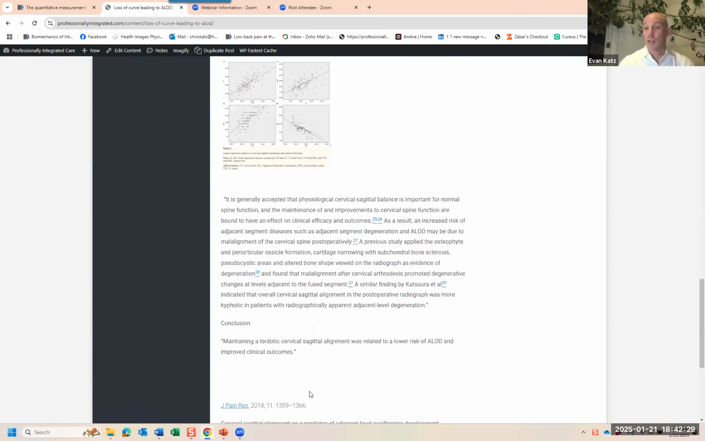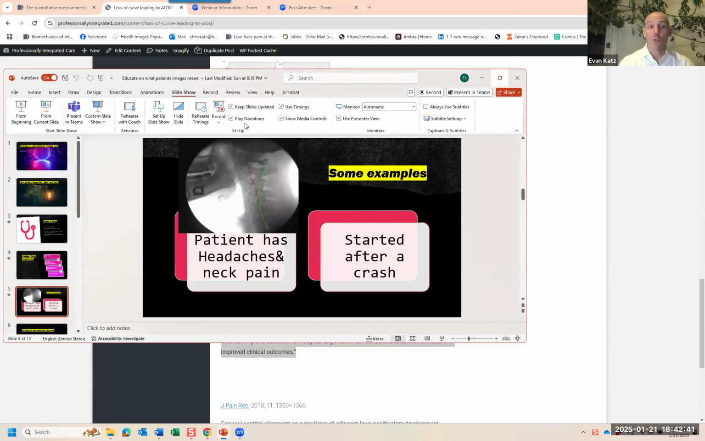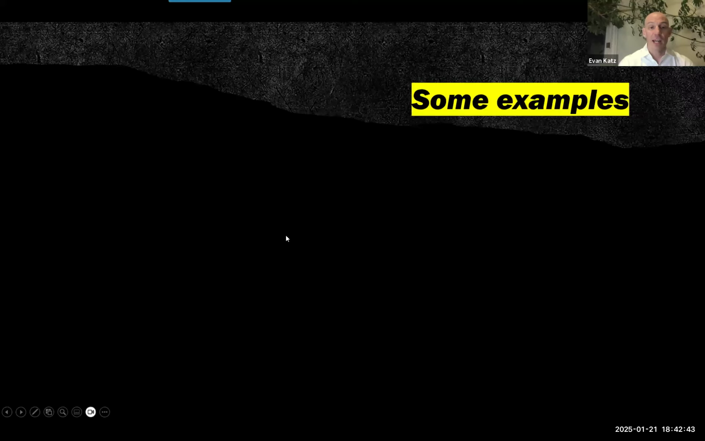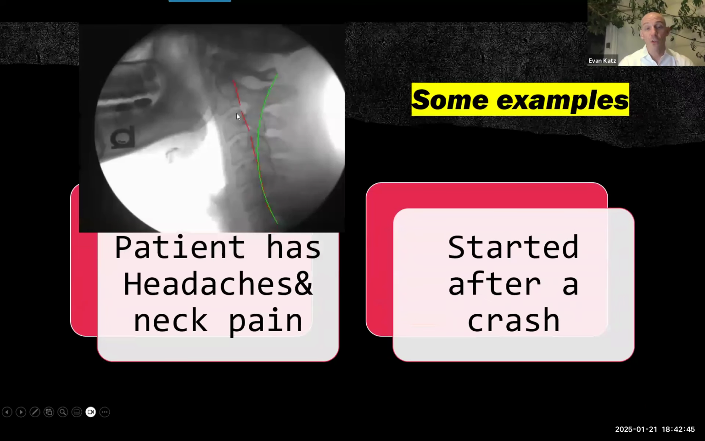And this was published in the Journal of Pain Research. And they found that maintaining a lordotic alignment is related to a lower adjacent level ossification disease, meaning when we start to work on your neck and we start to improve the shape of your neck curve, not only can we minimize pain because the pain is coming from this abnormal curvature, we also know that it can increase the likelihood of those discs getting and staying hydrated to minimize your arthritis.